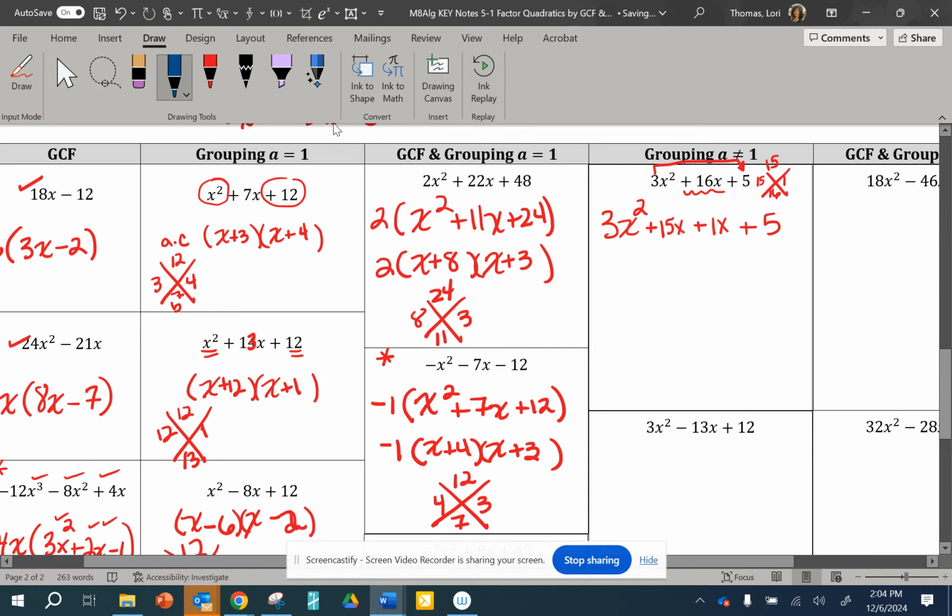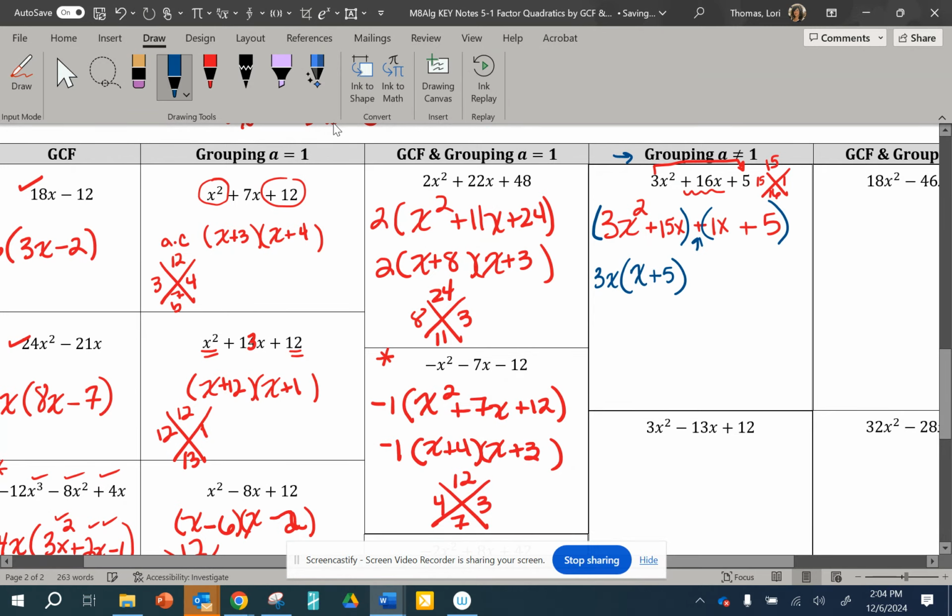The next step is to group the first 2 terms and the last 2 terms. This is where the term grouping comes into play. Now that we have 2 groups of 2, we're going to factor the GCF from each of these. The greatest common factor for these 2 terms is 3x. When I factor out the 3x, I'm left with x plus 5.